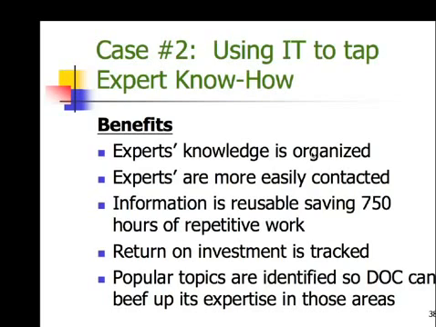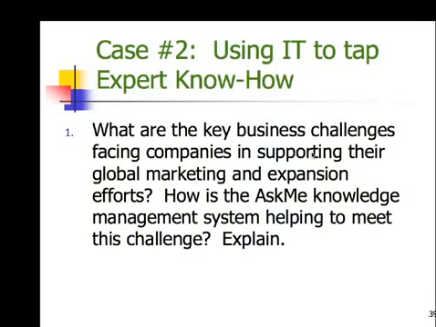And maybe if it is, maybe we should print something in a manual. Maybe we should change the feature. Maybe we should do something to correct it. Popular topics are identified, so it can basically beef up different areas and figure out, in terms of this particular Ask Me network, they can tailor it to information that's obtainable.